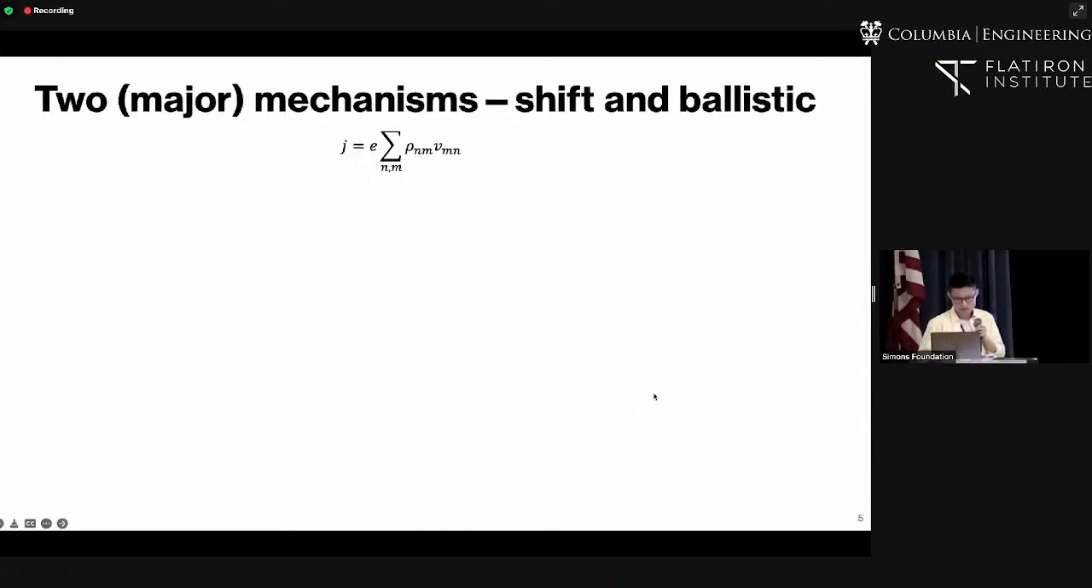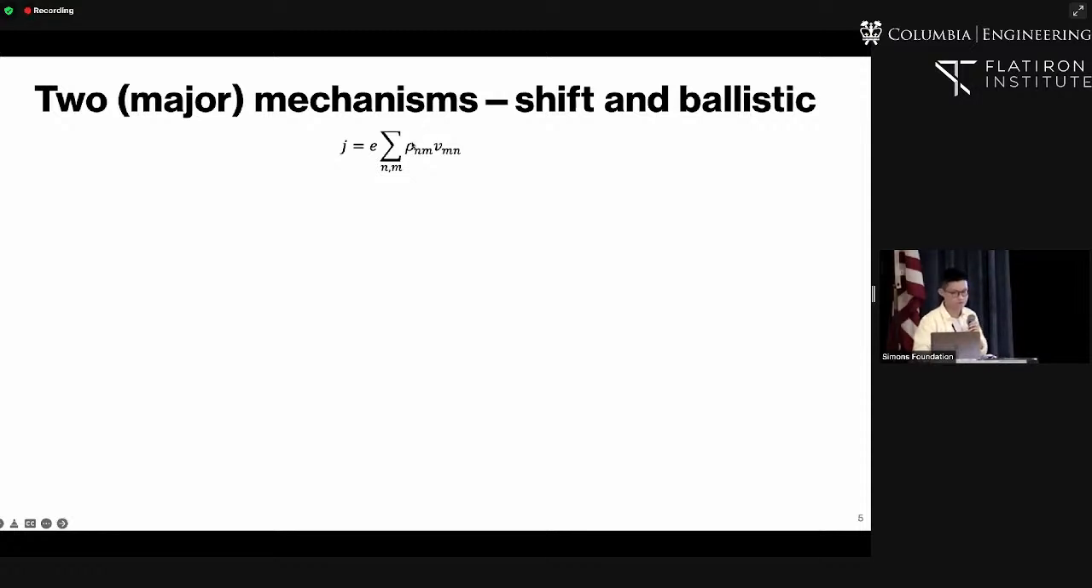Okay, so to better understand this bulk photovoltaic effect, or BPVE, we need to know that there are mainly two major mechanisms that were proposed for it: the shift current and the ballistic current. They can all be traced back to this very general expression for charge current. It's basically the trace of the density operator multiplied by the velocity operator with some prefactors.